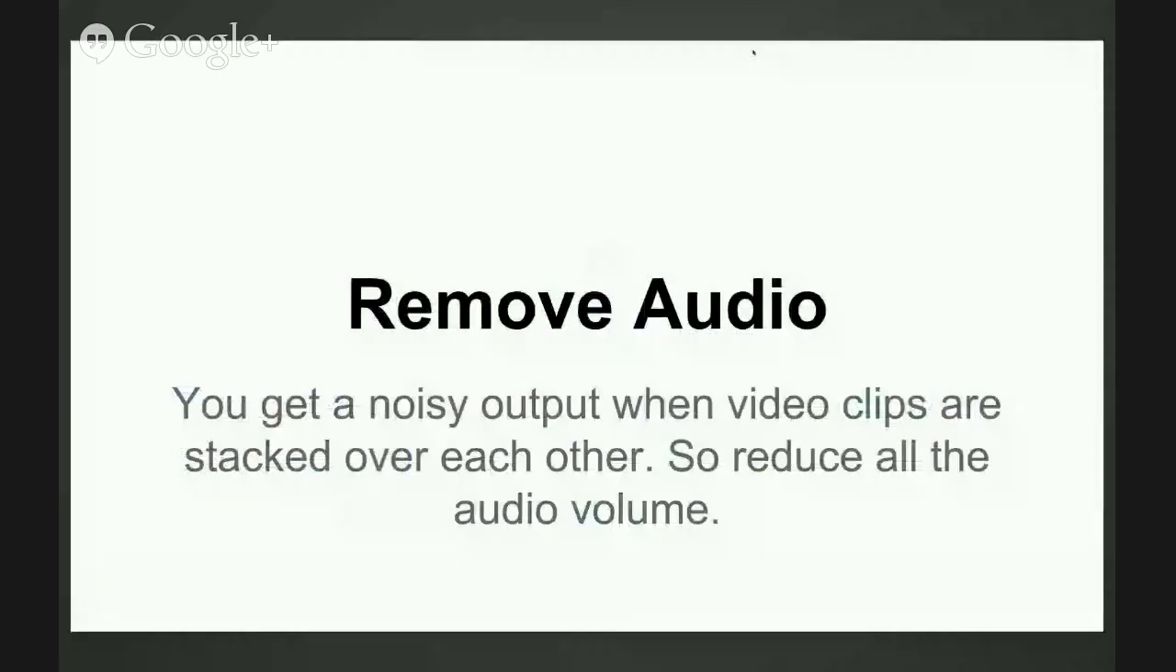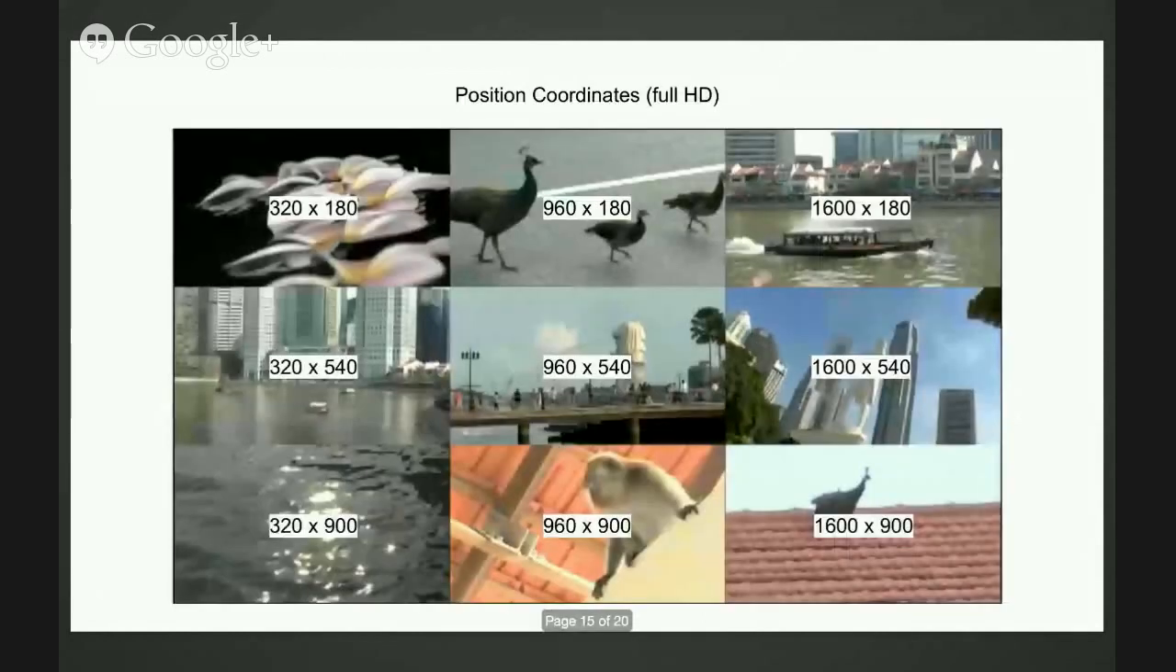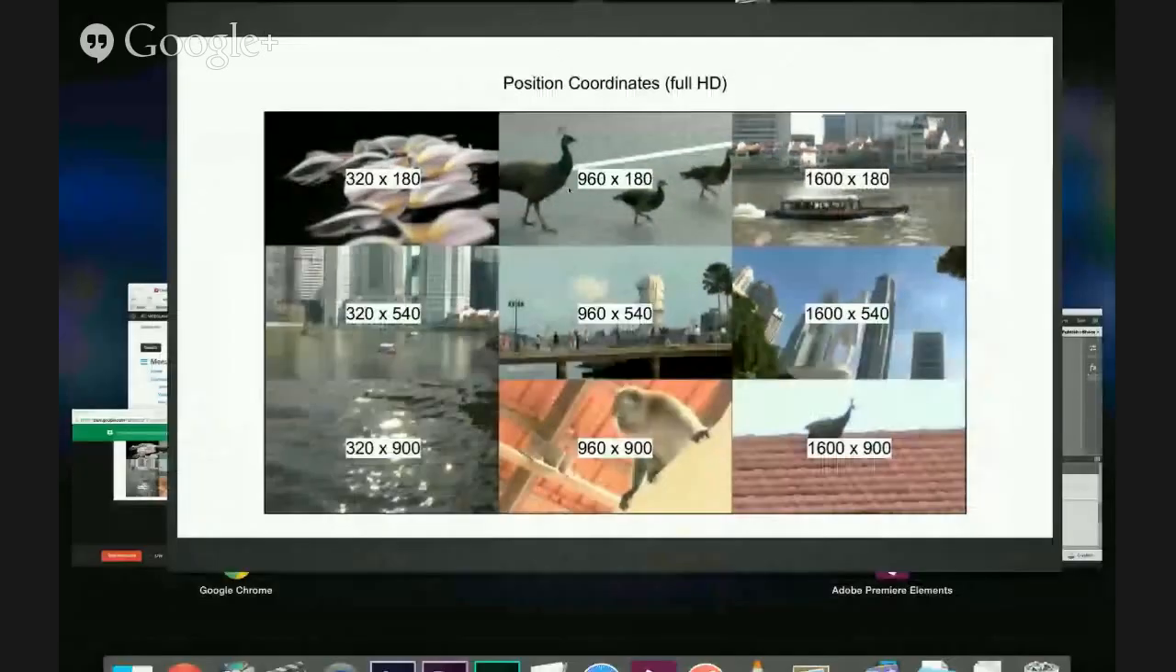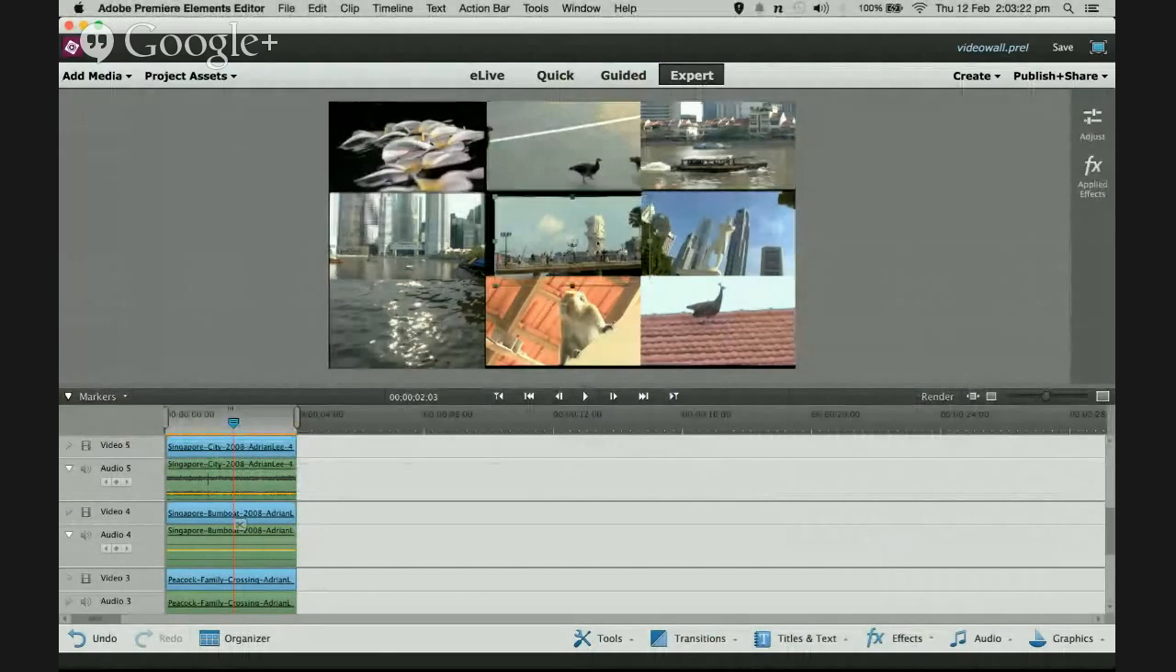Next step, precise mathematics. What does this mean? Use these calculations for precise placement of the clips on the screen. Yep, this calculation. Okay, what are these? These are the coordinates. I'll come back to it later. Now, if you notice, they are not aligned with each other. Some gaps are bigger than the rest of the gaps. But we want to make them perfect, isn't it?